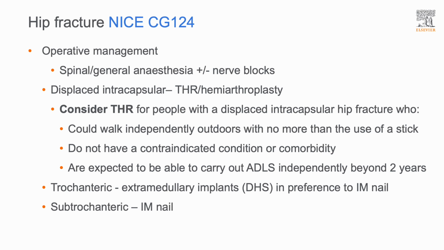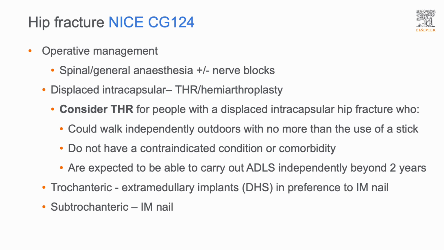Operative management involves spinal or general anaesthesia with or without nerve blocks. For displaced intracapsular fractures, operative management involves a total hip replacement or hemiarthroplasty. A total hip should be considered for patients with a displaced intracapsular hip fracture who could walk independently outdoors with no more than use of a stick, do not have a contraindicated condition or comorbidity, and are expected to be able to carry out their ADLs independently beyond 2 years. In the question we went through, there were no associated comorbidities and the patient was walking independently, so a total hip replacement was the correct answer.